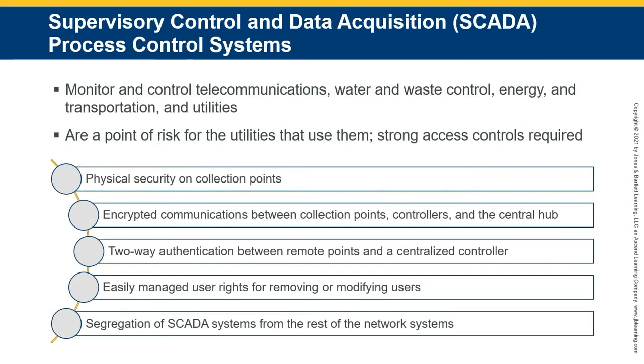Supervisory control and data acquisition, or process control systems, monitor and control telecommunication, water and waste control, energy, transportation, and utility. At a point of risk for the utilities that use them, strong access controls require physical security on a collection point. Encrypted communications between collection points and controllers in the central hub.